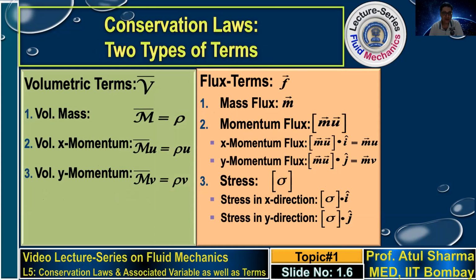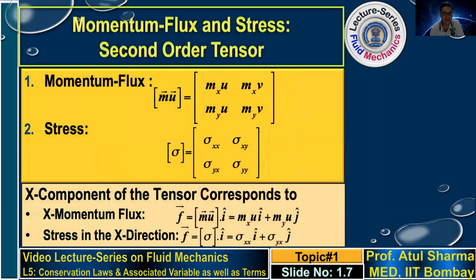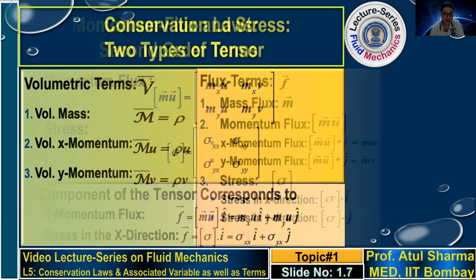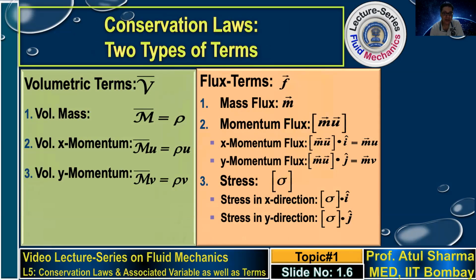So now this volumetric variable is mass per unit volume with an over bar, which is a density. So this is a volumetric mass. This is a volumetric x momentum. This is a volumetric y momentum. And here it's shown the per unit area term. Mass flow rate is represented by mass flux. Momentum flow rate is represented by momentum flux, which is a second order tensor.